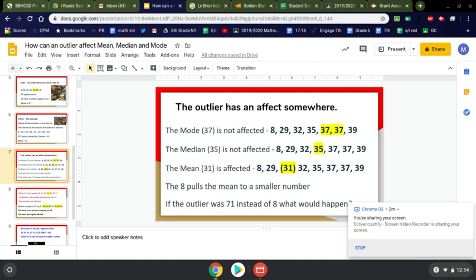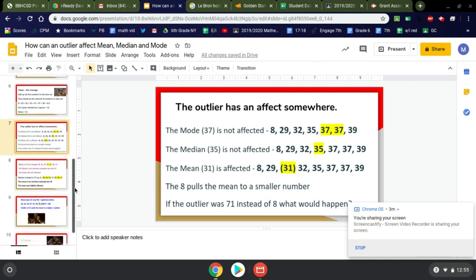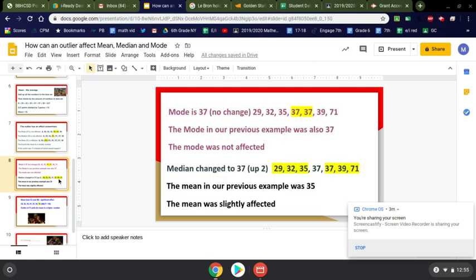So if he scores 8 points, that is going to pull the mean, or his average points, to a smaller number. To show how this really works, I'm going to give you another outlier instead of 8. Let's pretend the outlier is 71. So instead of having a bad game of 8, let's pretend you had a record game of 71. Well, we took the 8 out, the 71 goes in. There is no change in the mode. The mode stays at 37, just like in our previous example.